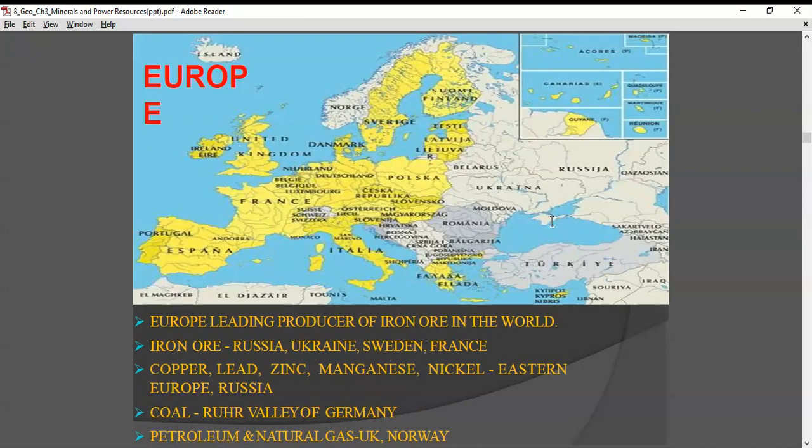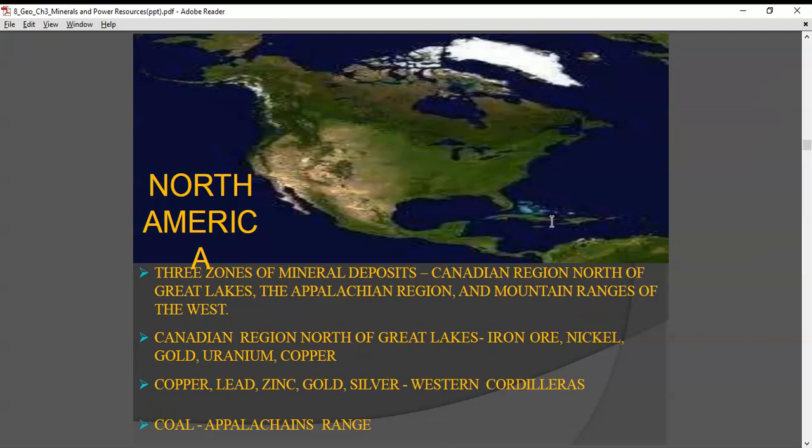Coming to Europe, we see that Europe is the leading producer of iron ore in the world. Iron ore is found in Russia, Ukraine, Sweden, and France. Copper, lead, zinc, manganese, nickel are found in Eastern Europe and in European Asia, in Russia. And then we have coal in Germany, the Ruhr Valley of Germany, and petroleum and natural gas we find in the UK and in Norway, that is Europe.